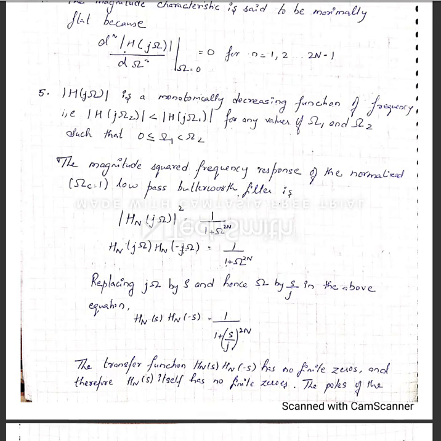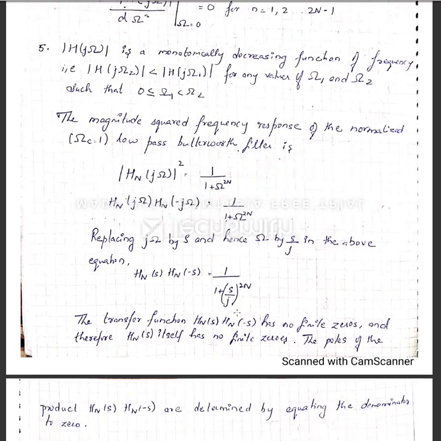Now if you replace j omega by s, that is j omega is equal to s in the left hand side, what would you obtain? H n of s, H n of minus s equals, now instead of omega, since j omega is equal to s, omega will be equal to s by j. So at the right hand side you are replacing omega, so 1 by 1 plus s by j to the power 2n.